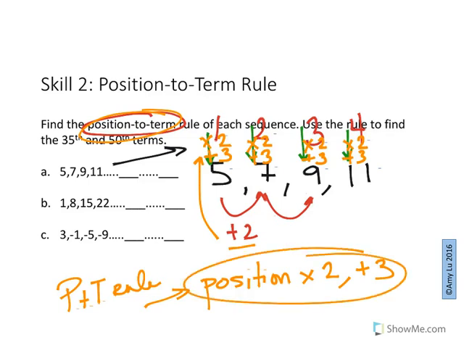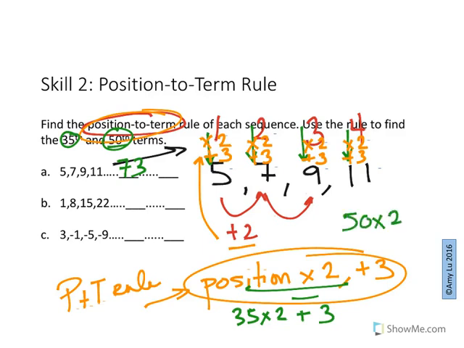Okay? So that's the rule, and now that I know this rule, it's super easy to find the 35th and the 50th term, because all I have to do is just take 35 times 2, which makes 70, plus 3, which makes 73. And then for 50, you just go 50 times 2, which makes 100, plus 3, which makes 103. So at this time, pause and complete B and C.